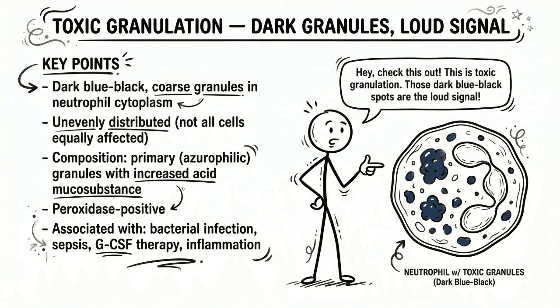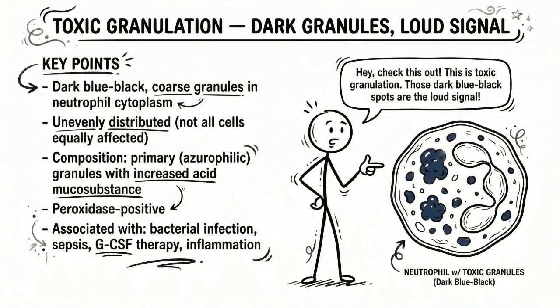One key thing to remember, the distribution is often uneven. You might see some neutrophils heavily granulated right next to others that look relatively normal. This unevenness helps distinguish it from some inherited anomalies. Toxic granulation is a loud signal, often associated with bacterial infections, sepsis, and severe inflammation.